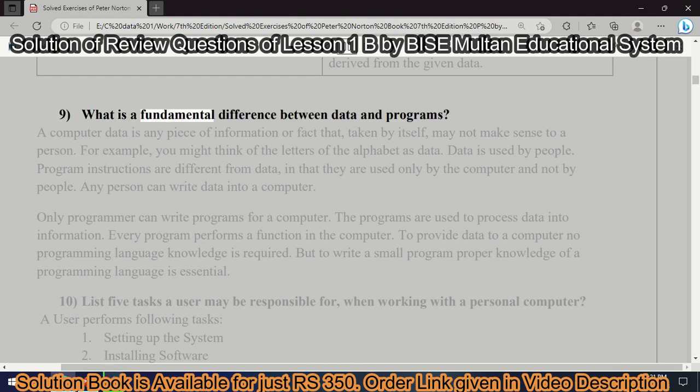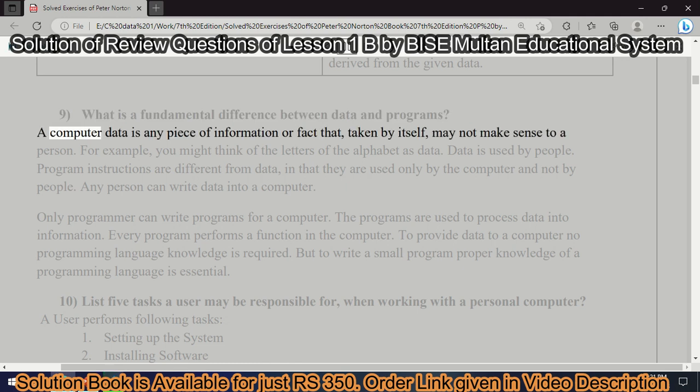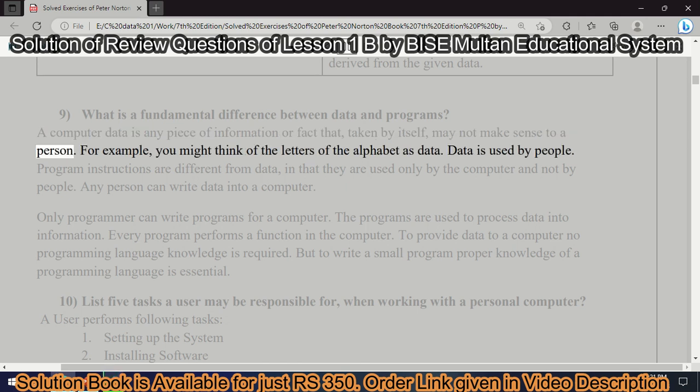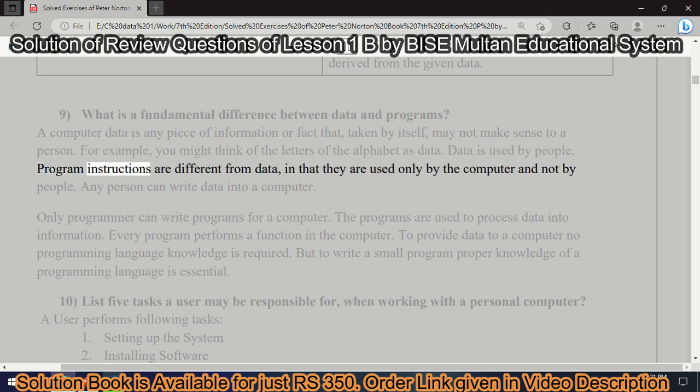9. What is a fundamental difference between data and programs? Computer data is any piece of information or fact that, taken by itself, may not make sense to a person. For example, you might think of the letters of the alphabet as data. Data is used by people. Program instructions are different from data in that they are used only by the computer and not by people.